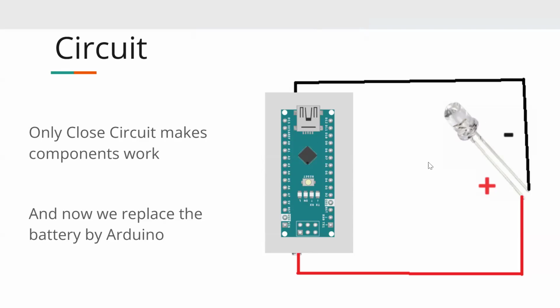Here we use the light bulb as an example. We connect the long leg, the positive one, to the Arduino positive pin, and the short leg, the negative one, to the negative pin of the Arduino. I hope you could understand what Arduino is in this video.